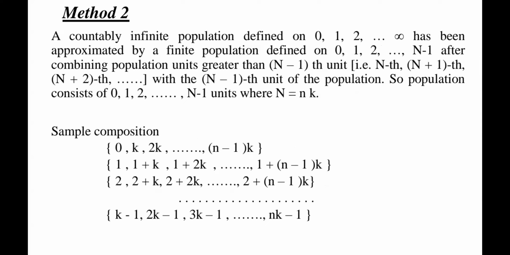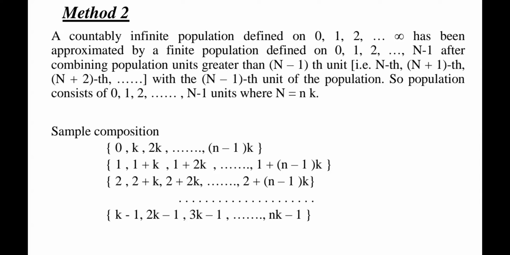approximate technique 1. Now we suggest another approximation technique, method 2. A countably infinite population defined on 0 to infinity has been approximated by a finite population defined on 0 to n minus 1 after pooling population units greater than n minus 1. That means the units with serial numbers beyond n minus 1 are clubbed, such that we get a finite population.